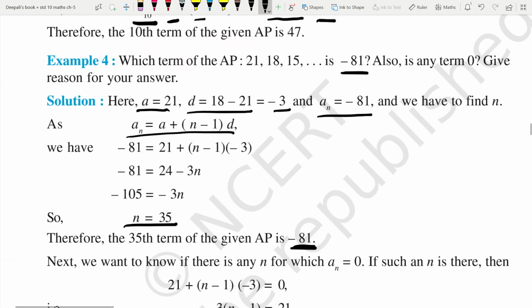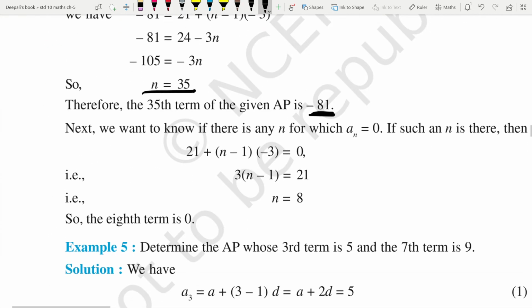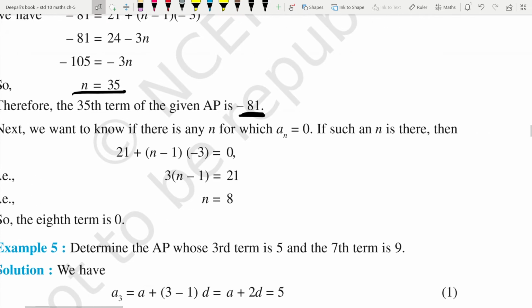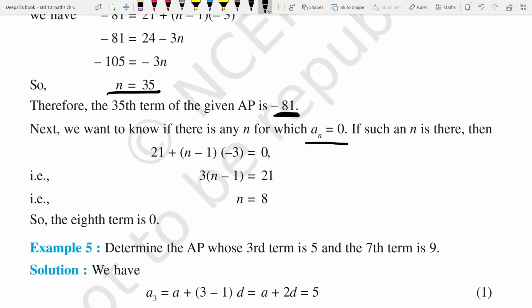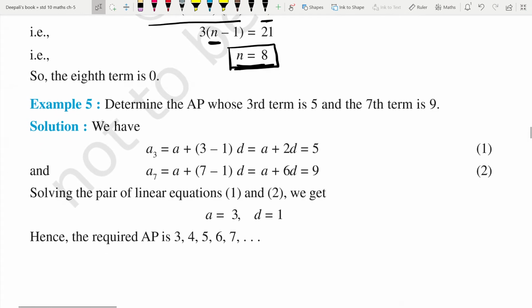Now the second part of the sum is to check if any term is 0. So let us take An is equal to 0. Now replacing the values again in the formula, we have to find the value of n, and I am getting n is equal to 8. So the 8th term of the AP is 0. Isn't that also easy? Now let us see the next type of sum.